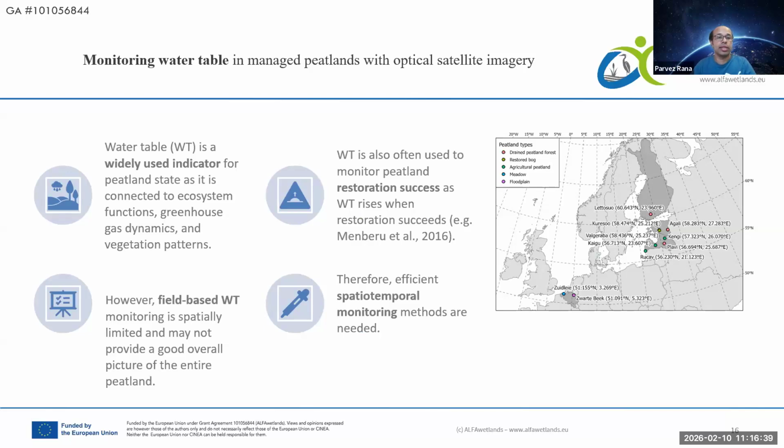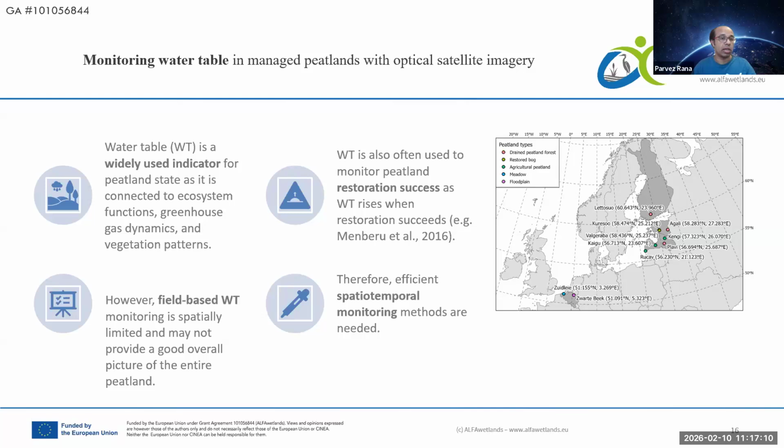And then another exercise we have been doing is water table depth. Why did we choose water table depth here? Because wetland information is very much related to the water. You need to know what the water level is, and it is connected to ecosystem function, greenhouse gas dynamics, and vegetation pattern. So water table is a really important variable.